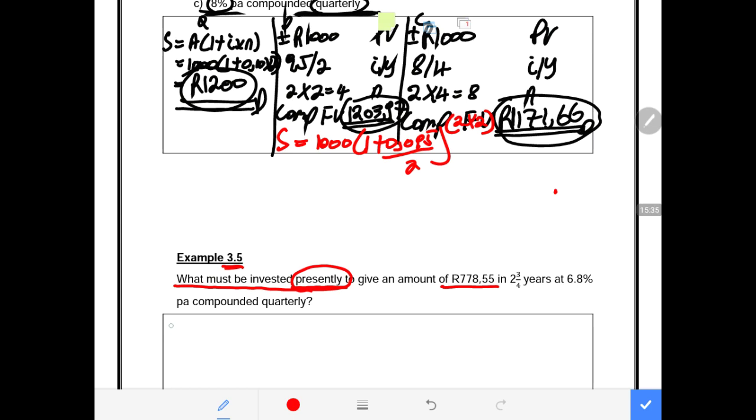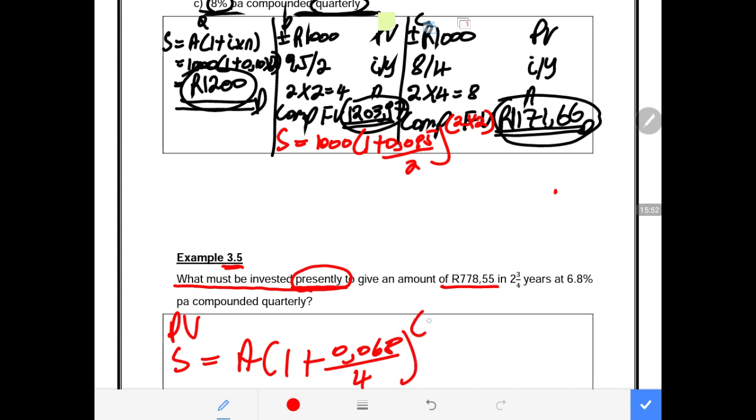That means now we are looking for the present value. Or if you use the formula, you can say sum accumulated is equal to A into 1 plus 0.068 divided by 4, because quarterly there are 4 quarters in a year, into how many? 2.75 times 4. I will explain the 2.75 to you later on, how to convert that 3/4, which is 3 over 4. 3 over 4 will give you 0.75. Then you say plus 2, that gives you 2.75, meaning it is 2 years and 9 months in simple terms. But I'll deal with that later on.